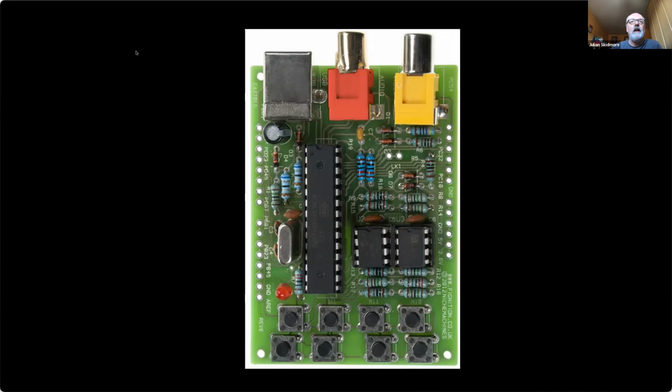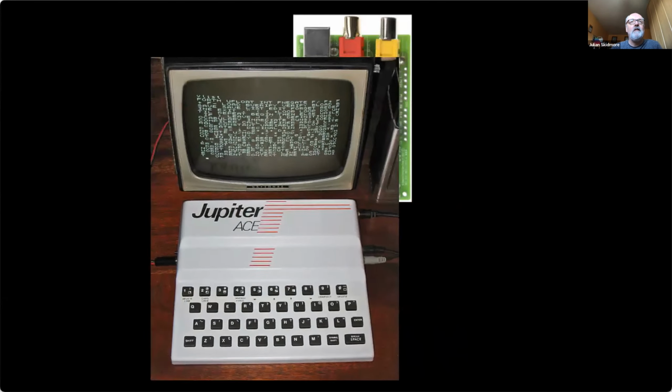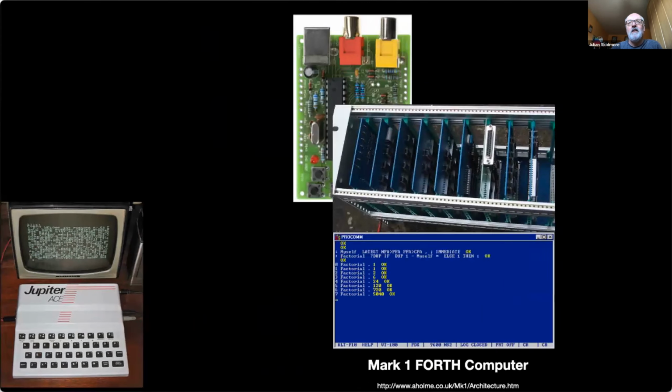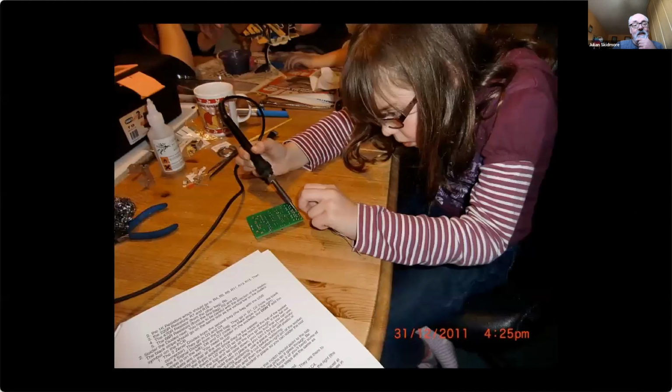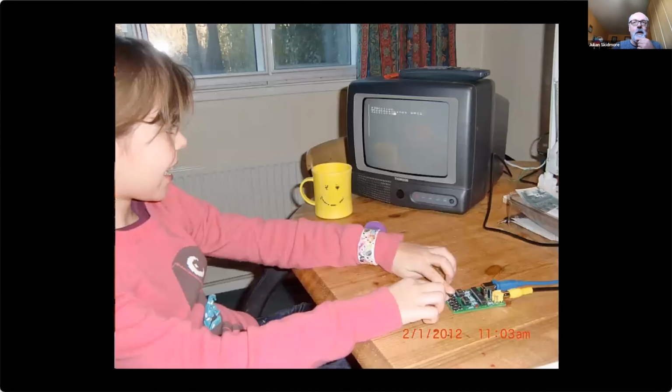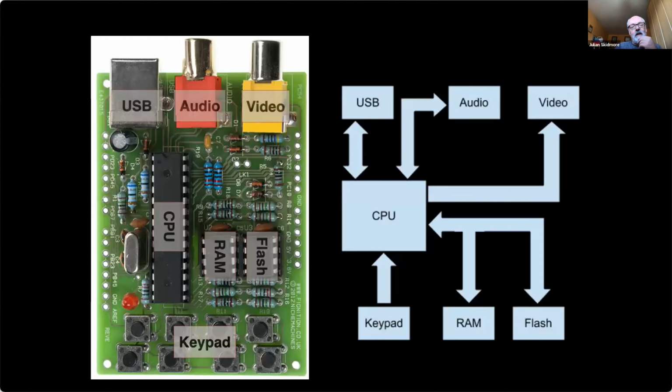And what happens is that we know it's derived from this, and we know it's derived from the Mark I Forth computer. Kids have made it. They were really happy when they made it. And we see that Fignition is self-contained. It does all the things that you need.